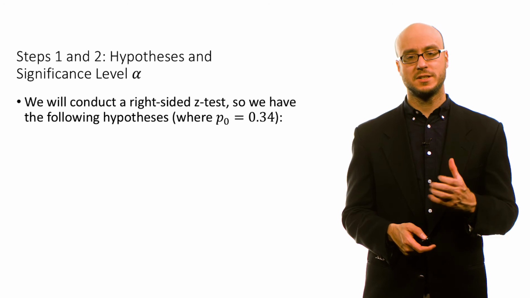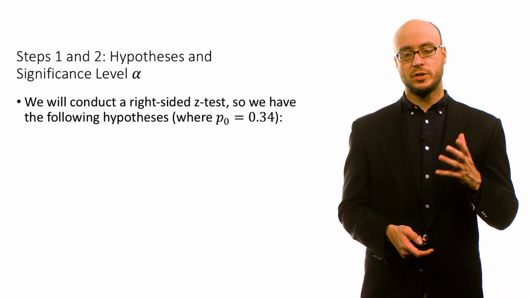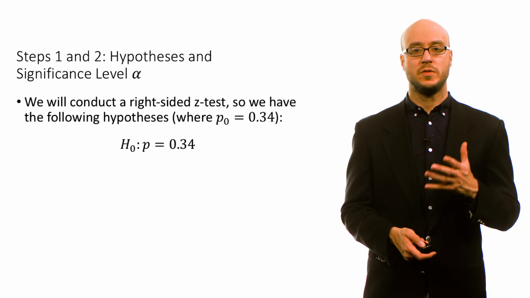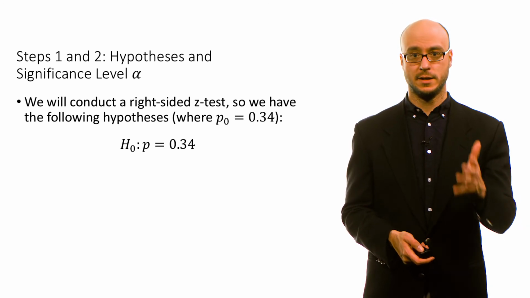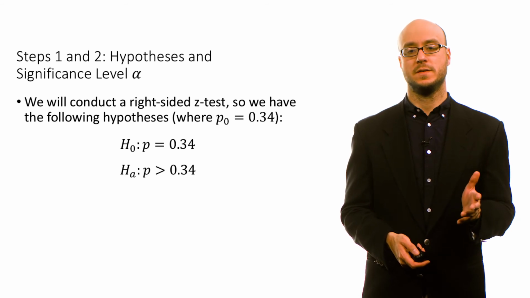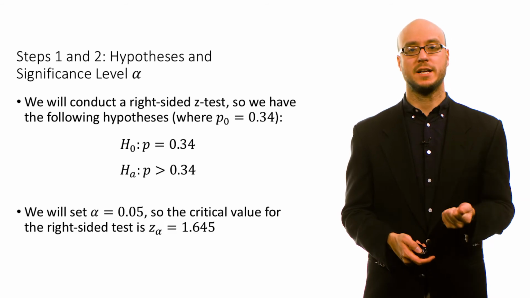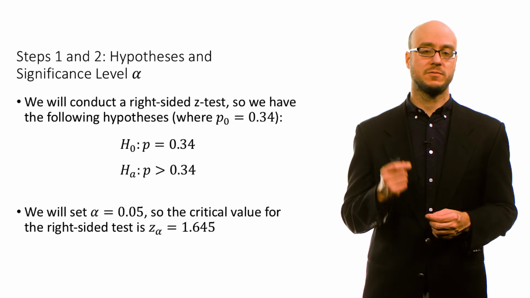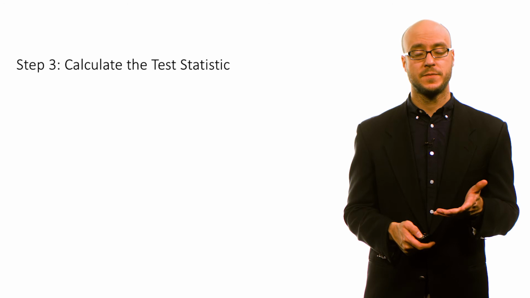For steps 1 and 2, we want to state our hypotheses and set our significance level alpha. In this particular case, we're conducting a right-sided z-test. The null is that the population proportion equals 0.34, meaning economics is just as scientific as accounting. The alternative is that the population proportion is greater than 0.34, meaning economics is more scientific than accounting. We're going to set alpha to 0.05, so the critical value for this right-sided z-test is z alpha equals 1.645.